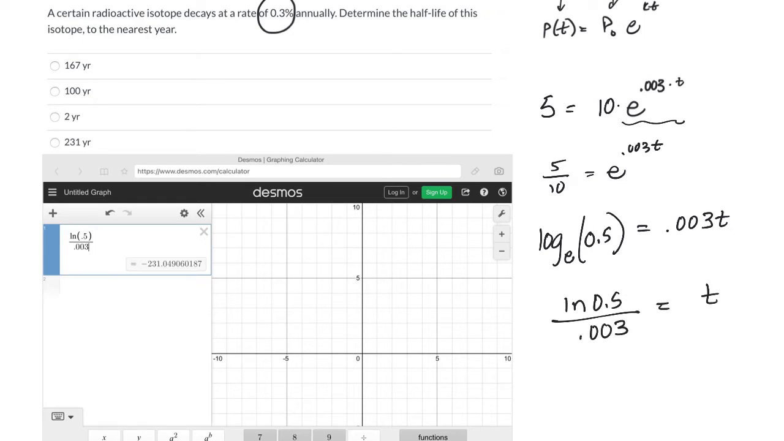Now, one thing that happens with this formula is the k value can be a positive number or a negative number. If we're decreasing or decaying, then I probably should have put a negative number up here for my 0.003. And if you do that, your time hopefully will come out to a positive number.